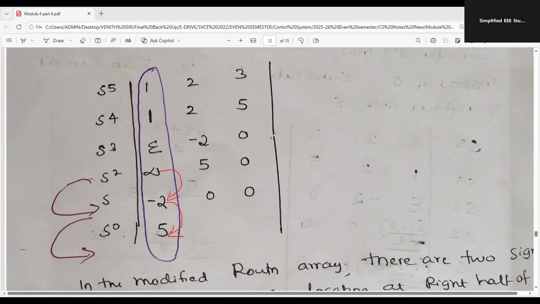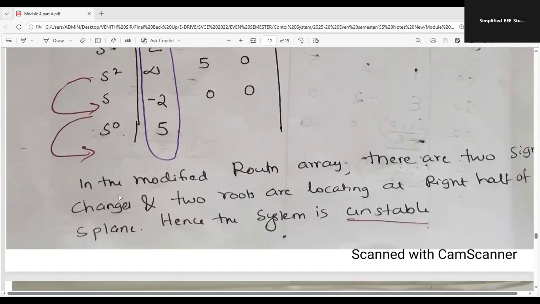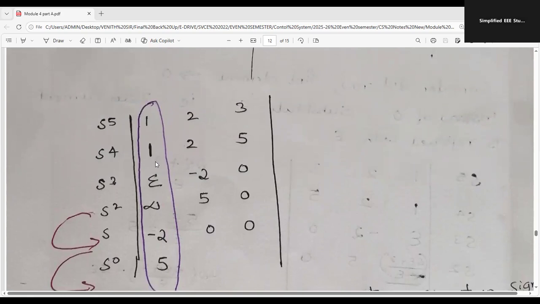That means two poles are in the right half of the S plane. Of course, the system goes unstable. The system is highly unstable. So these are the inferences which you can make out. So here I have written my conclusion. In the modified Routh array, there are two sign changes and two roots are located in the right half of the S plane. Hence, the system is of course unstable. So that is a simple inference I want to suggest to you.